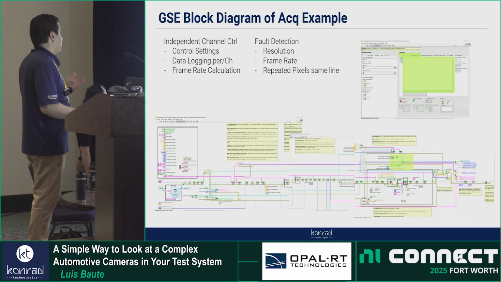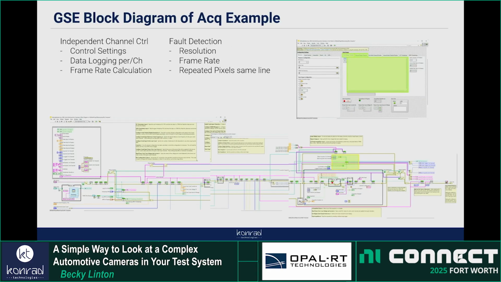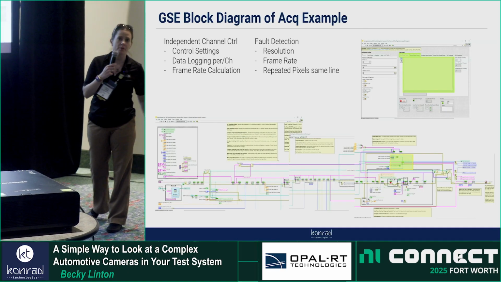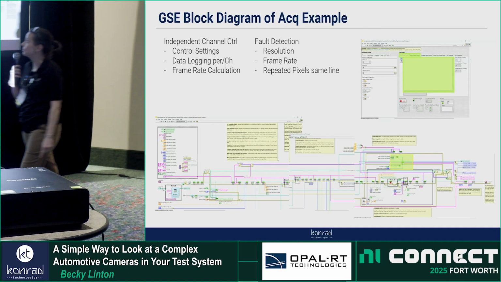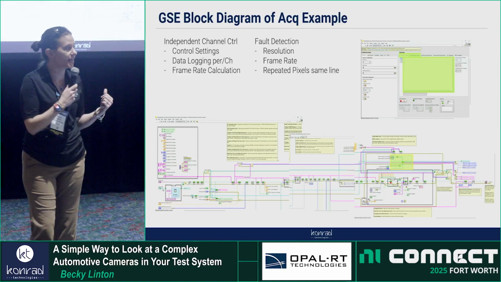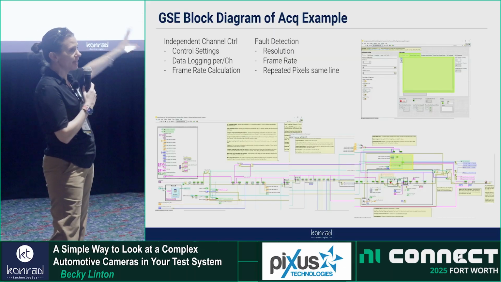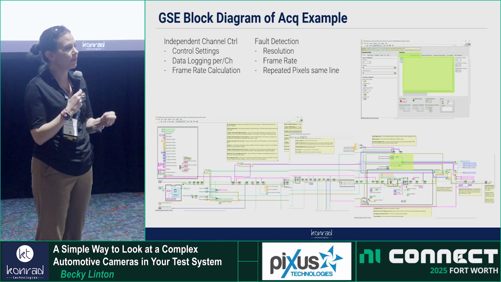So we needed something for our application, and this was our starting point. And what Luis has at the top is literally what some of our requirements were. The independent channel control. That was huge. That's not part of the getting started example. The data logging per channel. Are we going to log or not, depending on what's happening? The frame rate calculation that we actually ended up moving down to the FPGA. The faults. He showed in the getting started example the FPGA, right? But that's not what we're actually using.